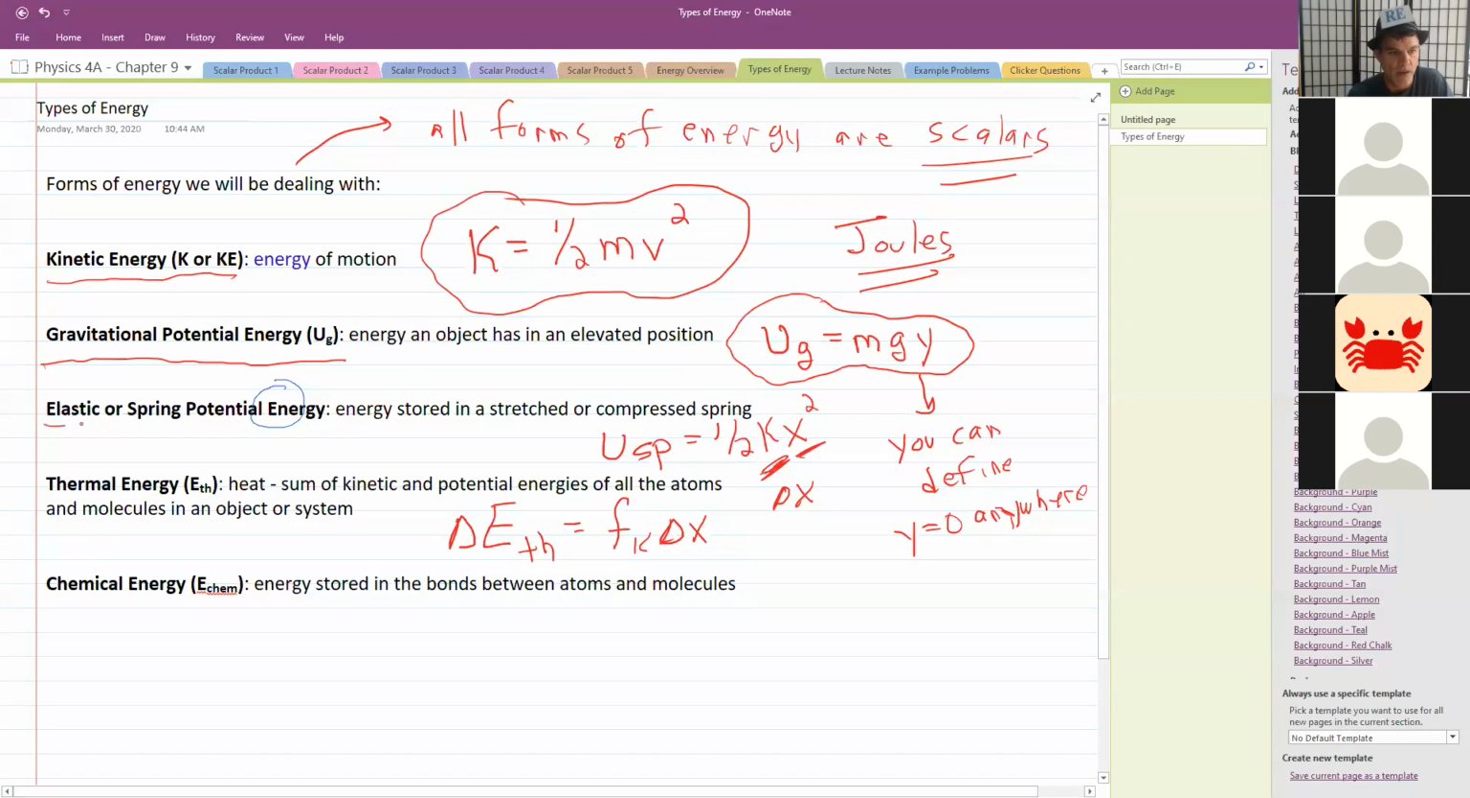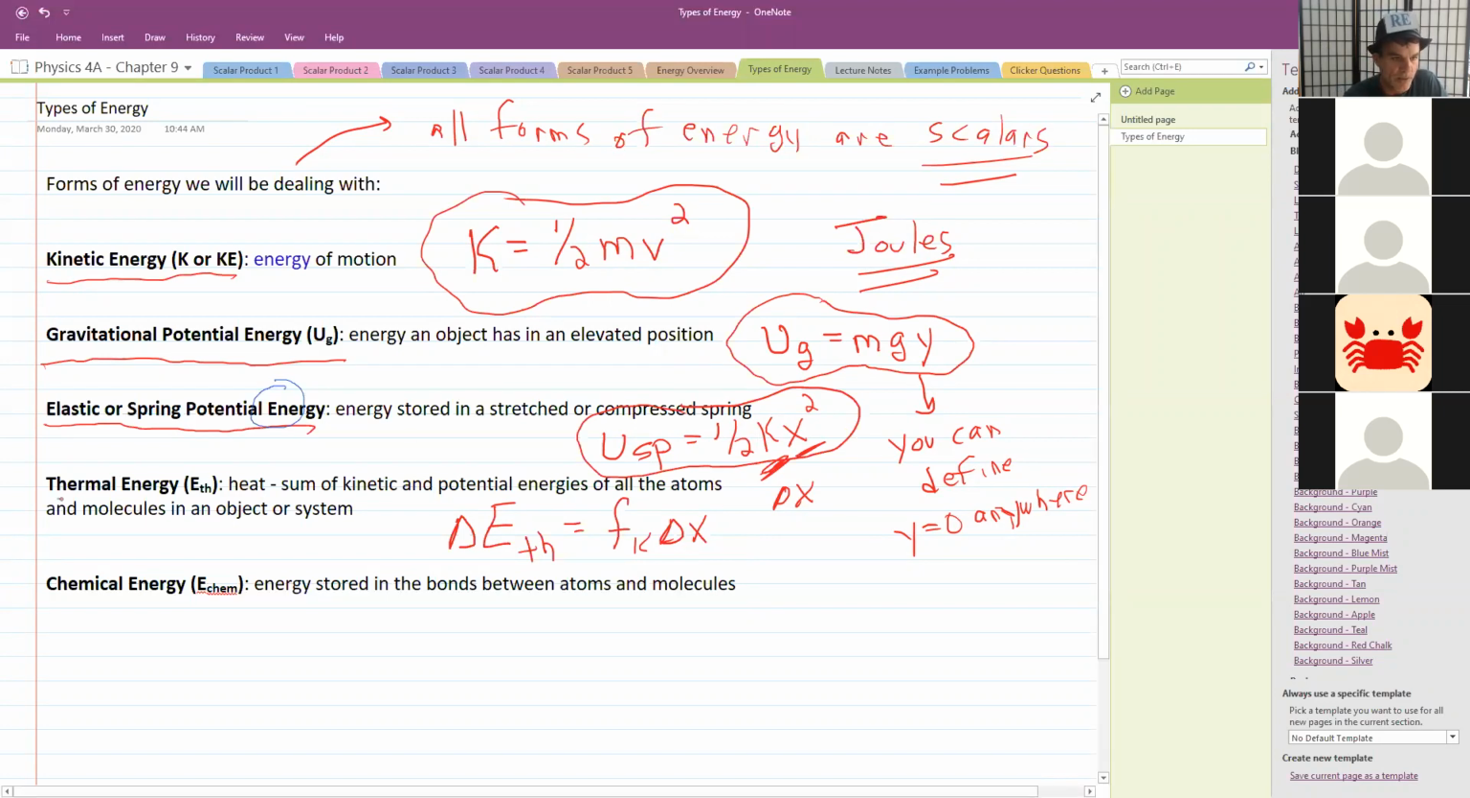We also have elastic or spring potential energy. If I have a spring which is stretched or compressed, there's energy associated with that. It's stored energy. We call it elastic potential energy or spring potential energy. The equation is 1/2 k times delta x squared. I'm using x, so 1/2 k x squared. x is how much the spring is stretched or compressed.